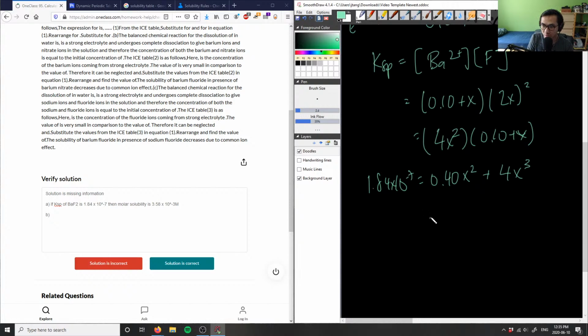And what we can do here is we can actually just factor it. We can factor out x squared here. So 0.40 plus 4x. Or actually, I would have to move this to the other side and get a kind of cubic relationship. If I want to avoid this kind of problem here, I can use the assumption method and say that this here is very, very small. So I can just simply cancel that out. So that might be a bit easier for us to solve for this problem.